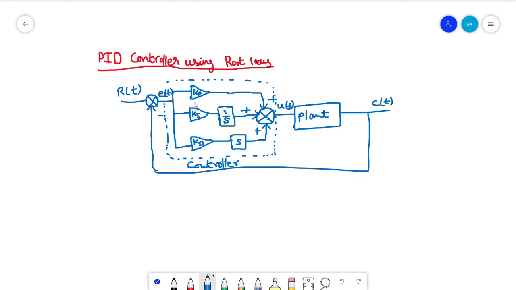Initially, as in the previous classes, we discussed what happens if you have only Kp in the closed loop structure. If you draw it for only Kp, C of s by R of s will be G of s into K divided by 1 plus G of s into K, where the plant is G of s, for a unity feedback system. So here the extra terms we are getting are Ki and Kd.